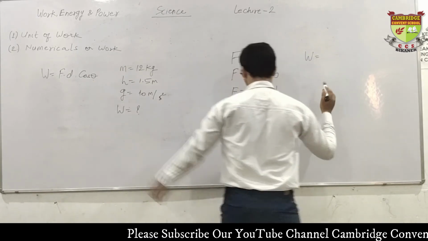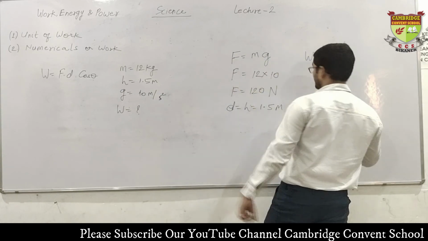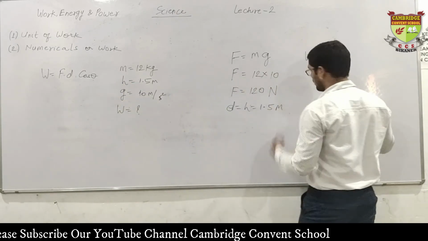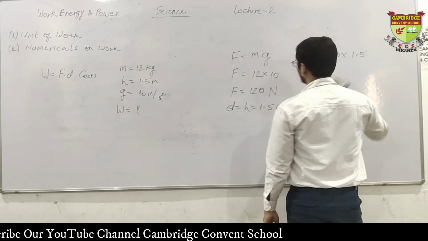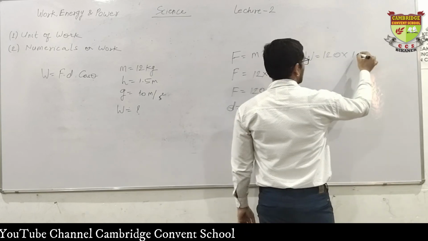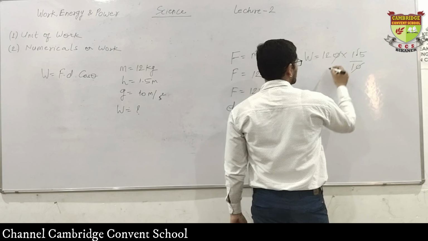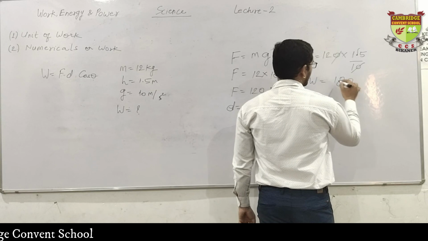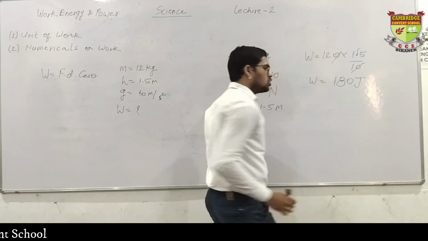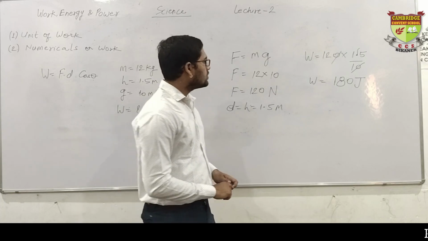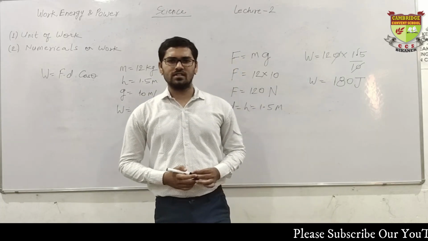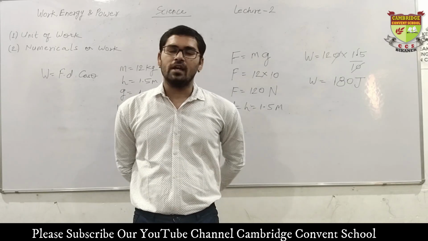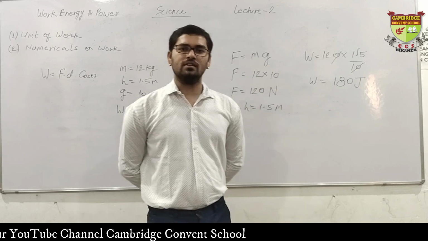Now calculate work. Work is force into distance. Force is 120 Newton. Distance is 1.5. Multiply this. Point removed. Then 0 and 0 cancel. Work is 12 into 15. It will be 180 joule. So the work is 180 joules. Clear? So this is a very easy question of work. I would like you to solve some of the questions from your book. If you have any problem, I will help you out. Clear? Fine. Thank you.